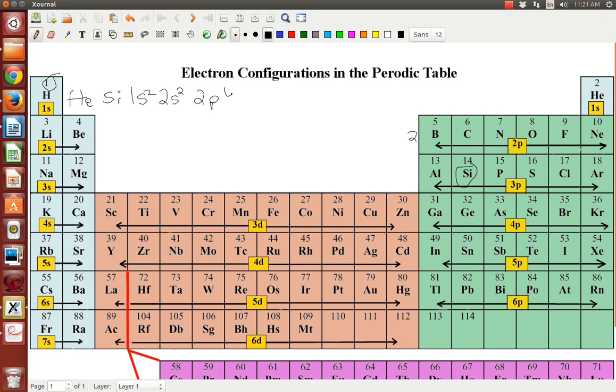2p6, 3s2, over here 3p6, nope, 3p2. We're only going to that one right there, so 3p2. Okay, that's the electron configuration for silicon.